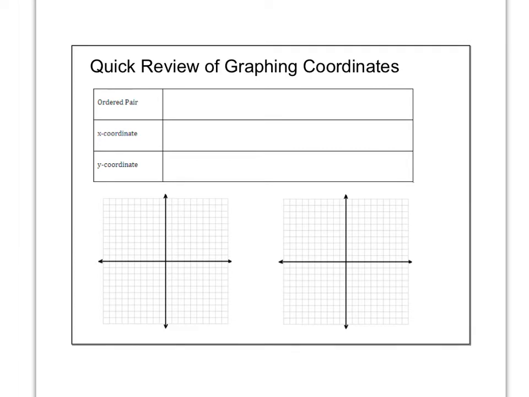Before we start on the actual note sheet, I wanted to do a quick review of graphing coordinates. Remember, when you have an ordered pair, the x comes first, the y comes second. And remember, the x coordinate, if it's negative, means go left, and if it's positive, means go right. So the first number tells you left or right, and the y coordinate, if it's negative, means go down, and if it's positive, means it goes up.